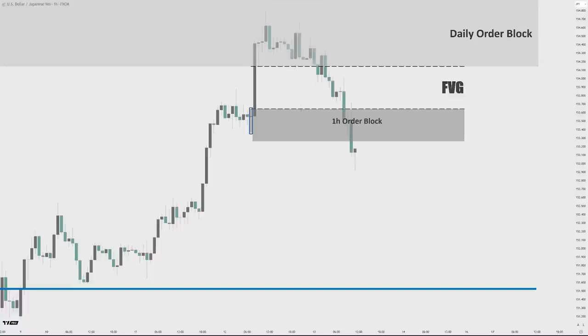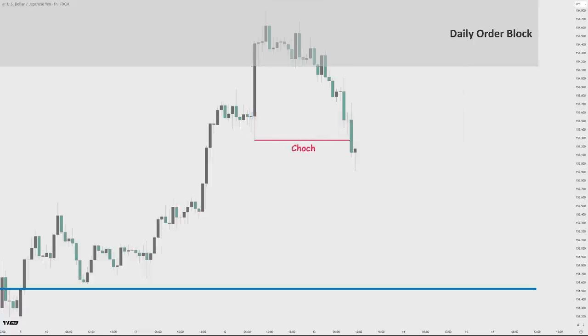The price breaks below the 1-hour order block, showing that supply has taken control. This is a strong sign that the short-term uptrend is over and that the price can continue moving lower in line with the higher time frame direction. So where do we enter the trade? We wait for the price to create new bearish order blocks.